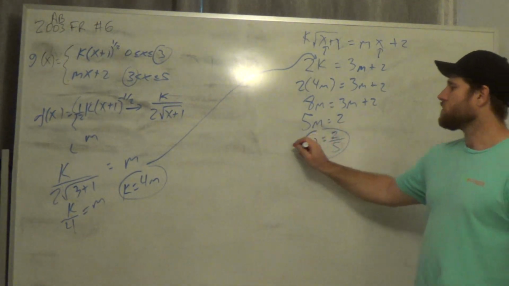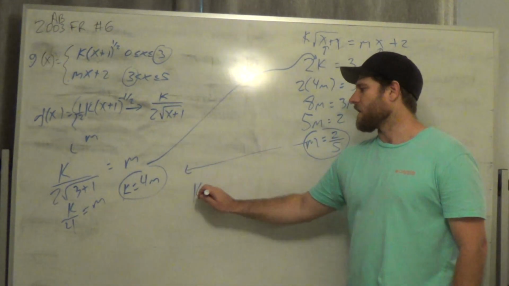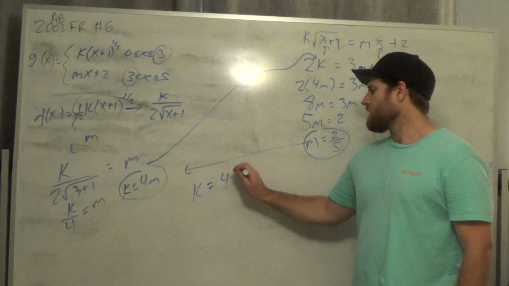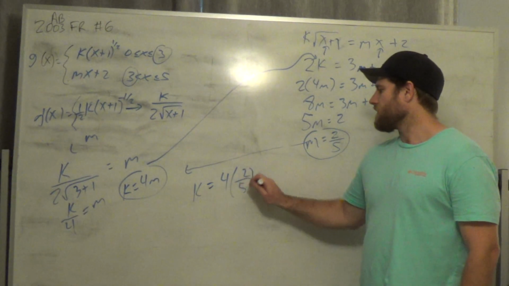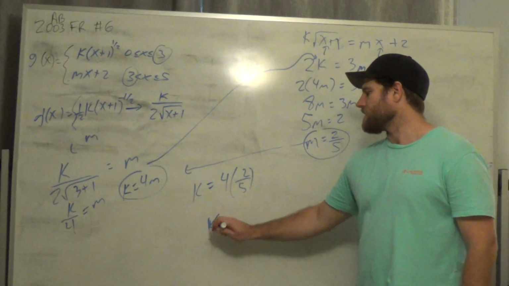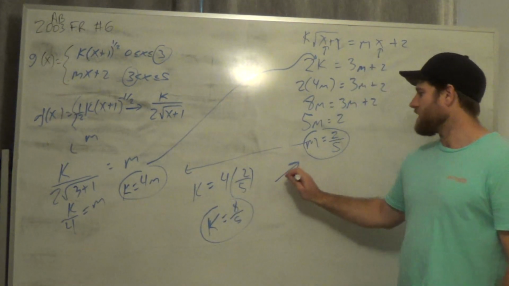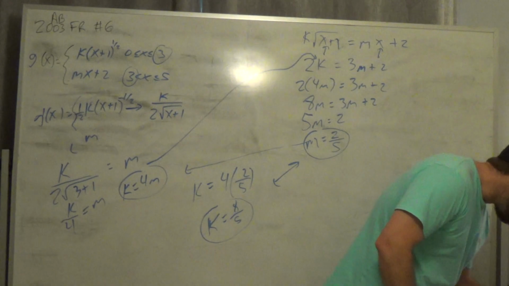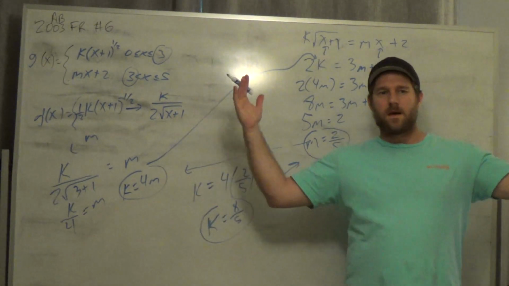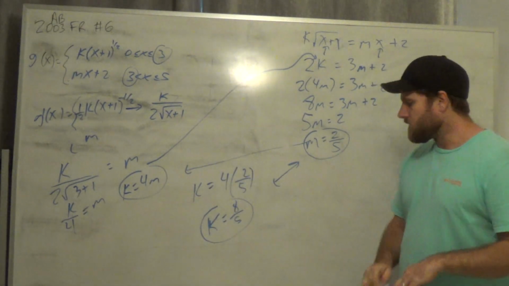Once I know m is 2 over 5, I'm going to plug it back in right there. I could have plugged it other places. And 2 over 5, and we get k is 8 over 5. And done. There's your k, there's your m. Let me check online. Touchdown, we did it.